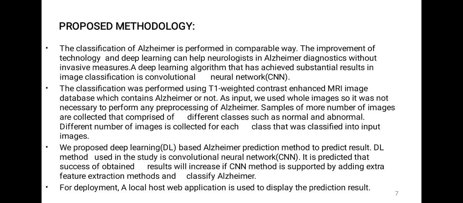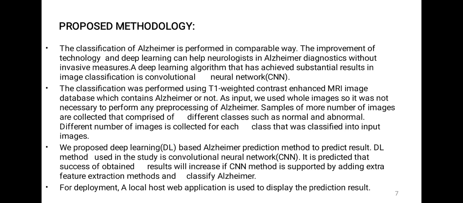Samples of a larger number of images are collected that comprised different classes such as normal and abnormal. A different number of images is collected for each class that was classified into images. We proposed a deep learning based Alzheimer prediction method to predict results. The DL method used in the study is CNN. It is predicted that the success of the obtained result will increase if the CNN method is supported by adding extra feature extraction methods, and classify the Alzheimer.